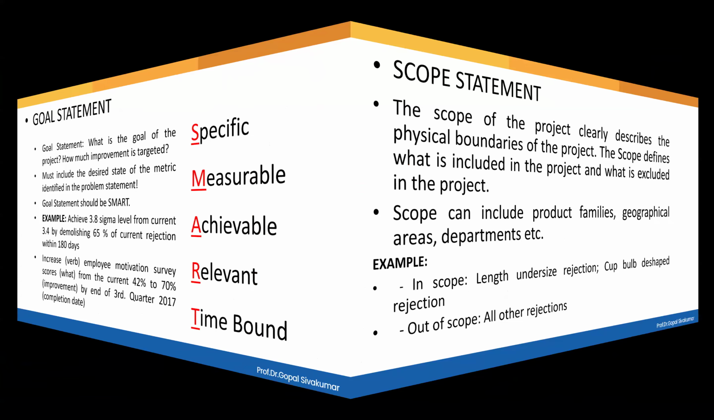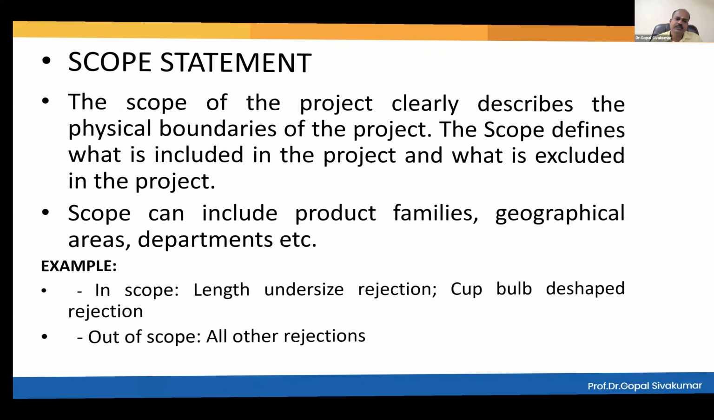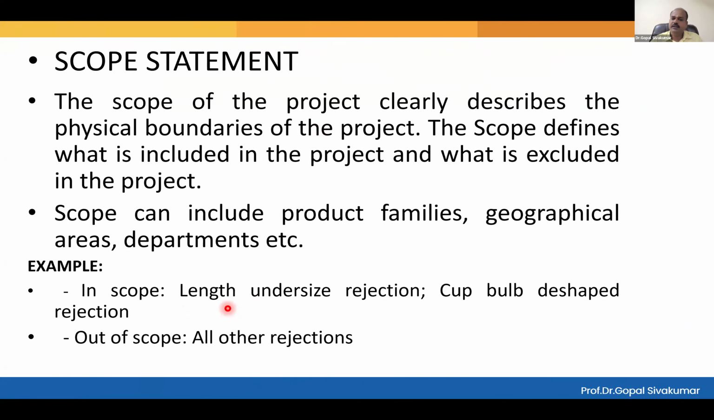Okay. And the scope, scope statement, in scope, out scope. See here, in this company, they are trying to attack a length undersize problem. And another problem also they want to attack, cup bulb D-shaping. But all the other problems, they don't want to. Right? But please note, not just naming out the defect. You should also name out the product also. That is also important. Which product, which defect, right? And which plant. And that's how now the scope becomes more and more clear.